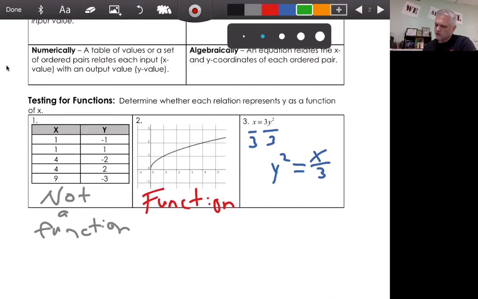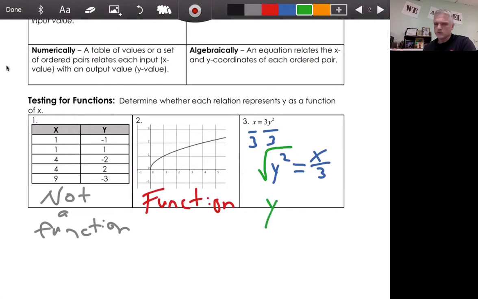So here, I'm going to take the square root of y squared. And the square root of y squared is going to be y. On the other side, you have to do the same thing. You have to take the square root. And here's something you're going to hear me say well over 100 times this year. When you take the square root of both sides of an equation, you have to plus minus your answer. So y equals plus or minus the square root of x over 3. I'm going to just leave it like that. I'm not going to worry about rationalizing the denominator of the square root of 3.